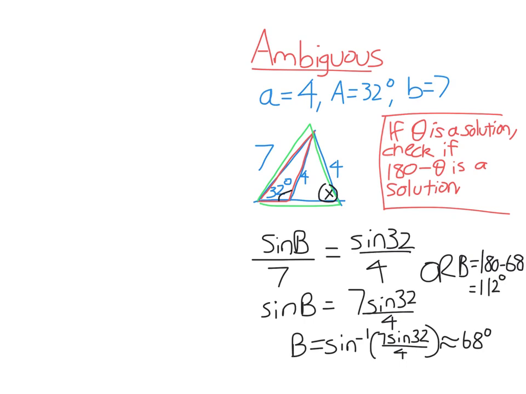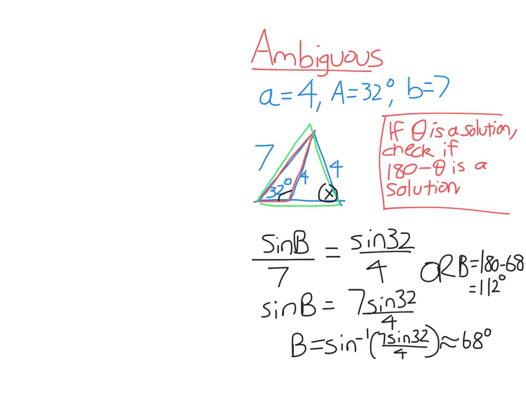How do you know when there are two solutions or not? Well, you check the second solution and see if it would make the angle sum more than 180. It is possible that B is 112. There's no reason it can't be 112. It's possible that B is 68. There's no reason it can't be 68. That's fine. So in this case, there are two solutions for angle B.